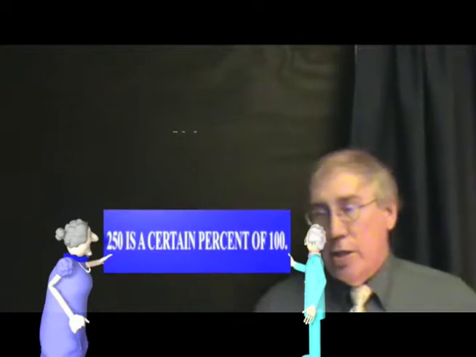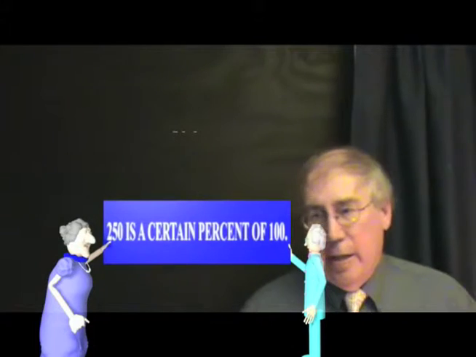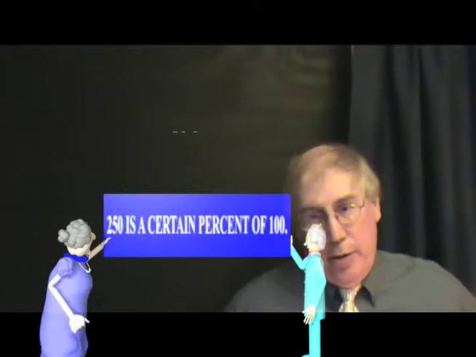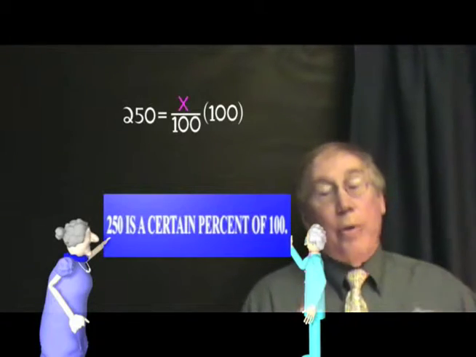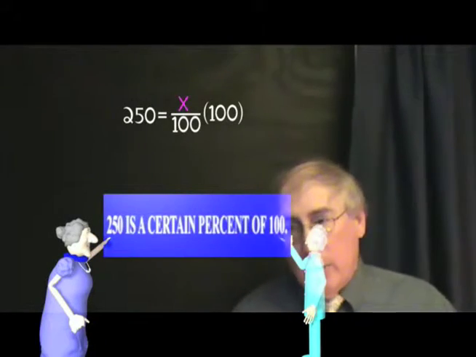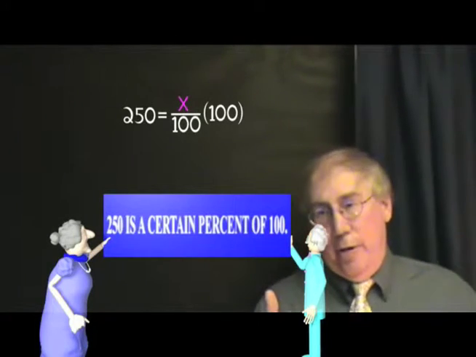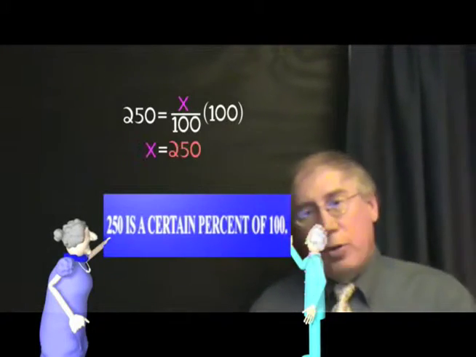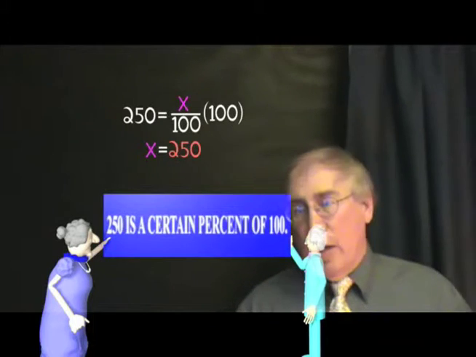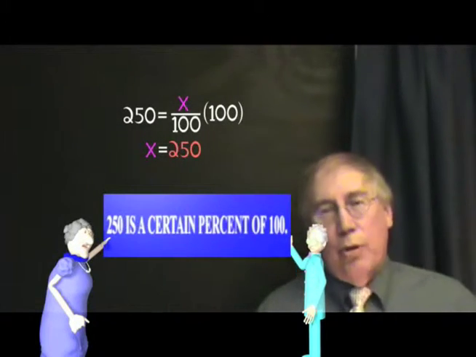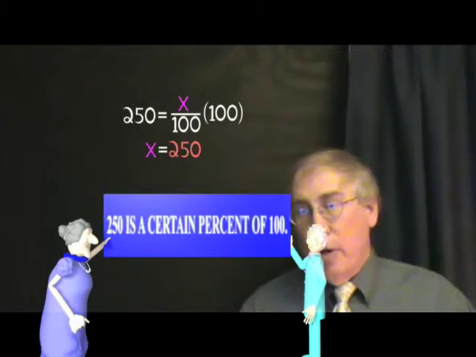Now, this is a simple problem, but a little bit tricky. 250 is a certain percent of 100. So we could start out with 250 is equal. Now, we'll represent the percent as x over 100, and take that times 100. Now, notice the hundreds will cancel out, and you just get x equals 250. So 250 is 250% of 100. Is more than 100.